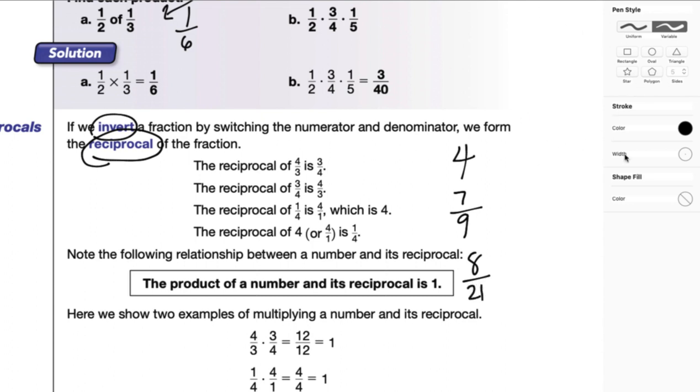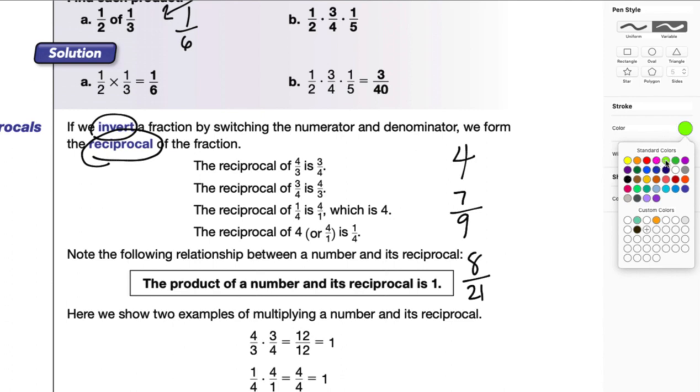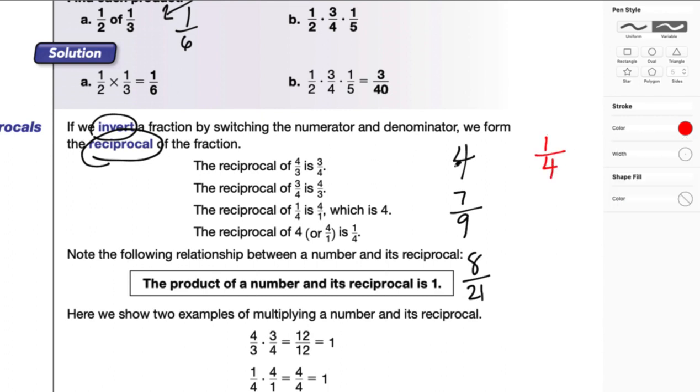I can write their reciprocals, and I'm going to write them in red. The reciprocal of 4 is 1/4, because we always know when we have a whole number, we can write it as a fraction by putting a 1 underneath it. So the reciprocal would be 1/4 there. The reciprocal of 7/9 is 9/7. And the reciprocal of 8/21 is 21/8. So we're really just inverting it or flipping it to get the reciprocal.